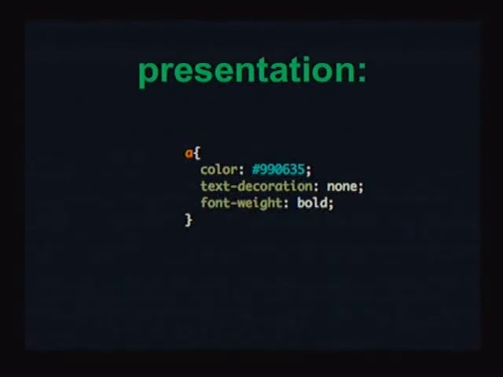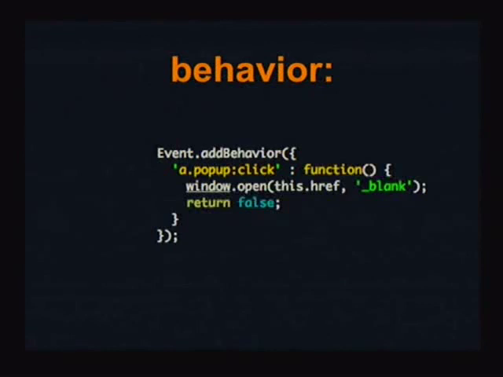But let's look at the third layer, the behavior layer, and that's the interesting one. What we do is we will add a behavior being an event, and we say, take a link that has a pop-up div, and when there's a click on it, do something.